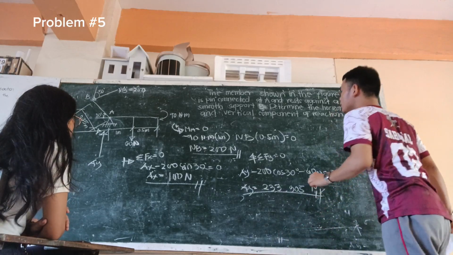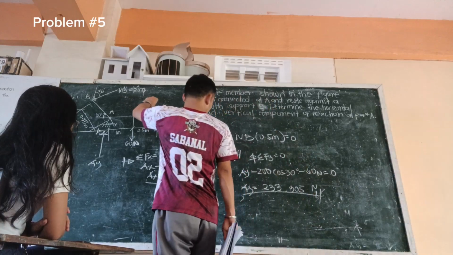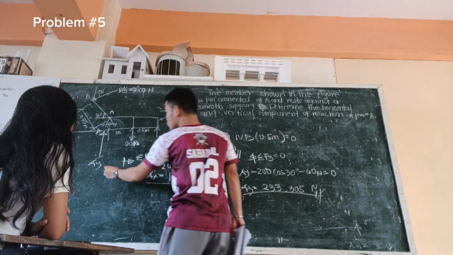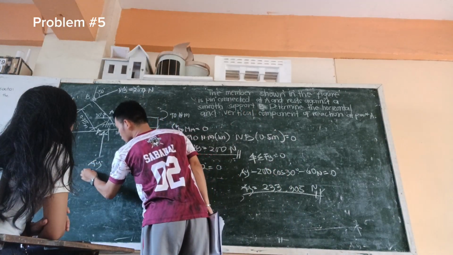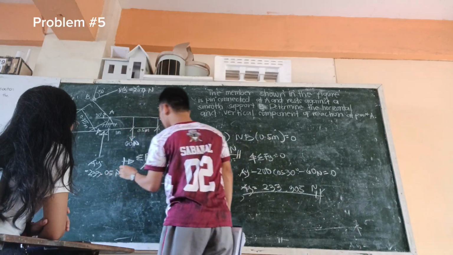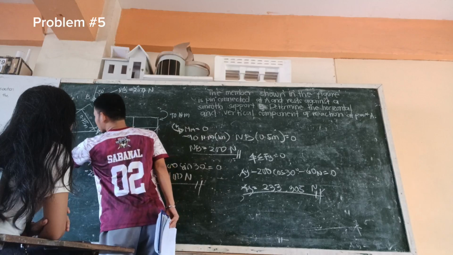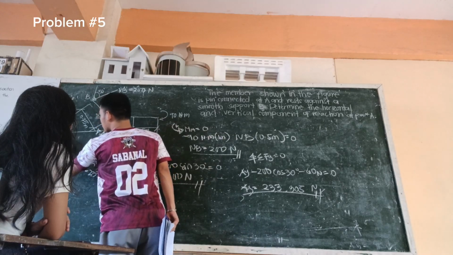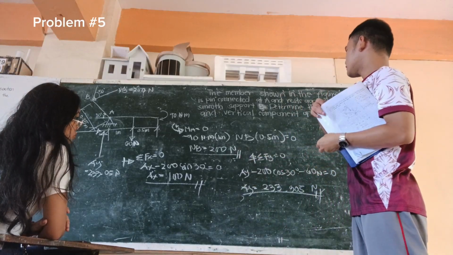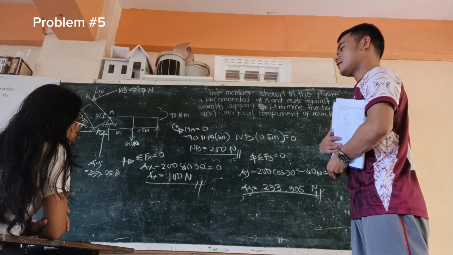So now we are going to plot this in our given figure. NB is equal to 200 newtons, AY is equal to 233.05 newtons, and AX is 100 newtons. And that's all the answers that we solved for the required. Do you have any questions?